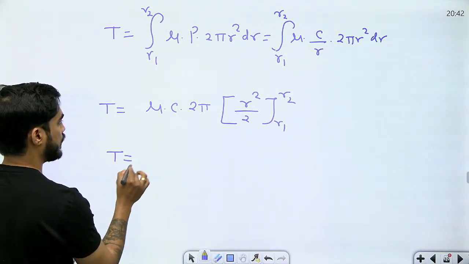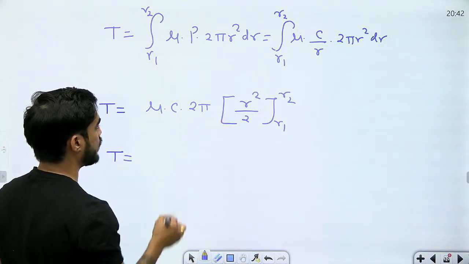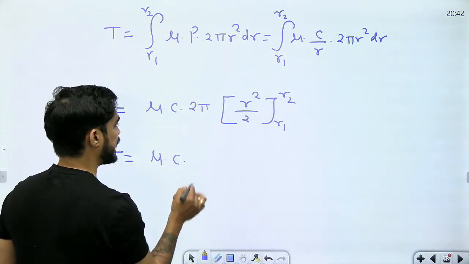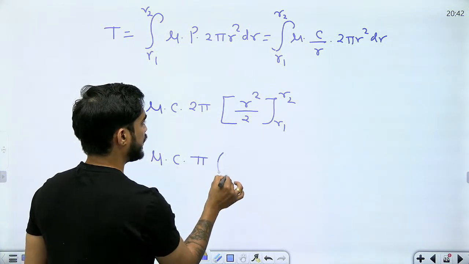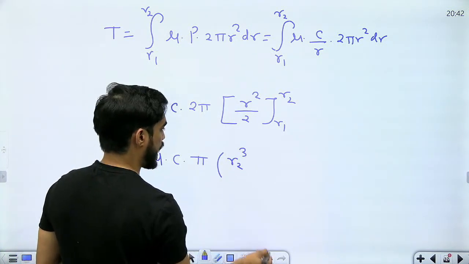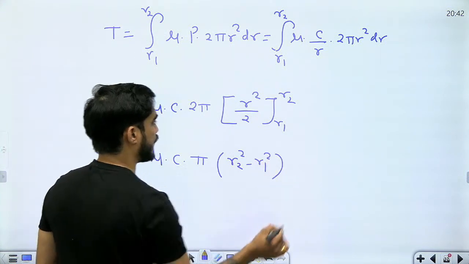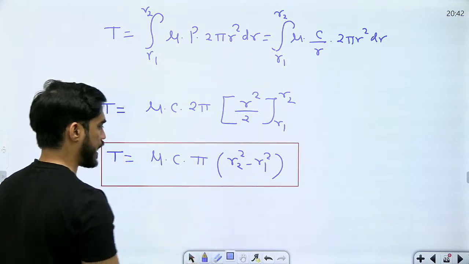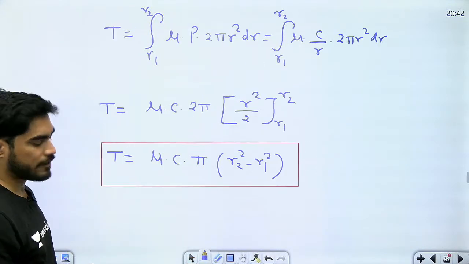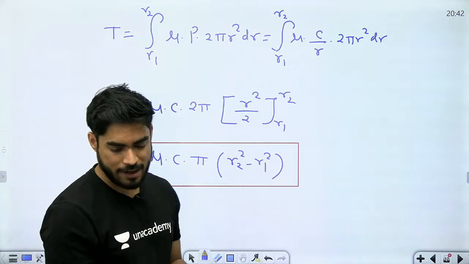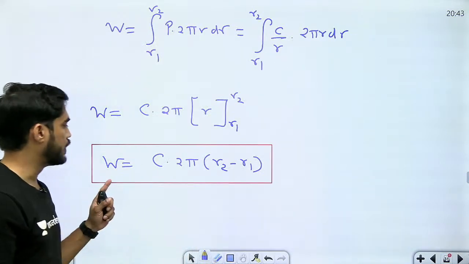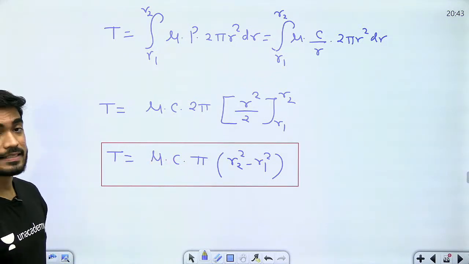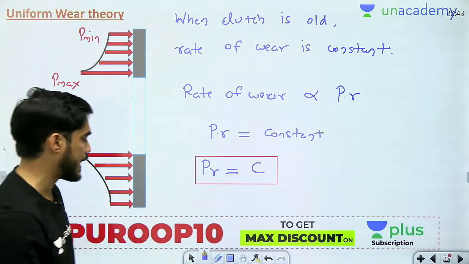The 2 and 2 cancel, so I get mu into C into pi (R2 square minus R1 square). So we have got the equations of W and torque. Now the question is how you will find C. How do we get C?